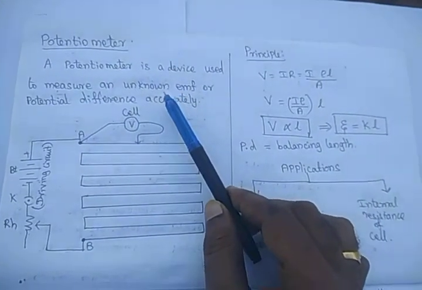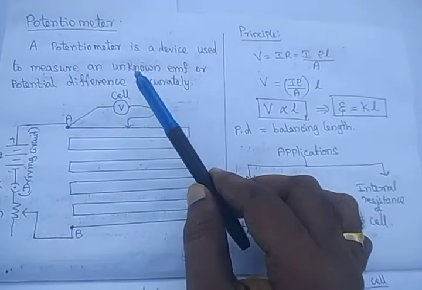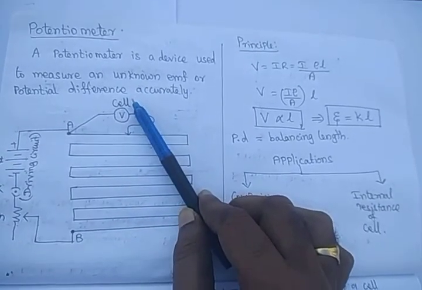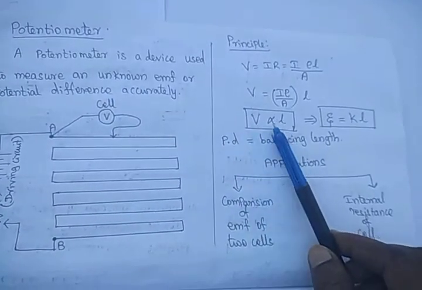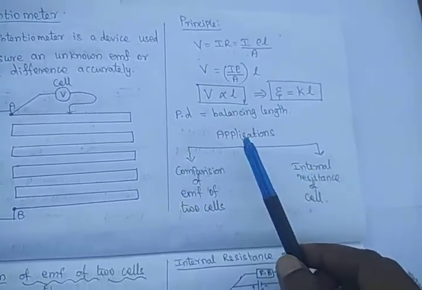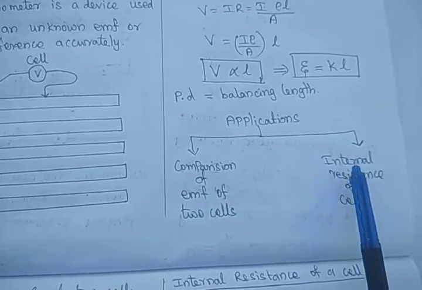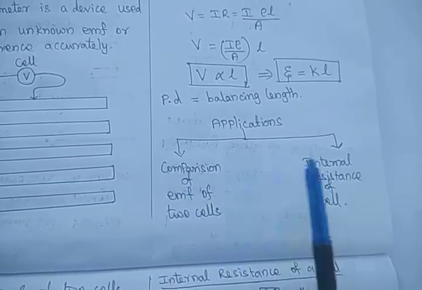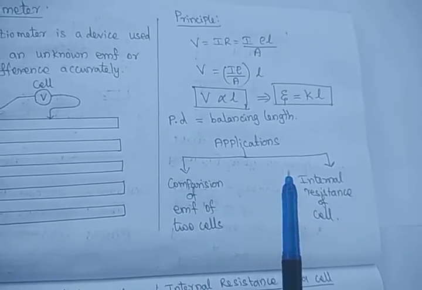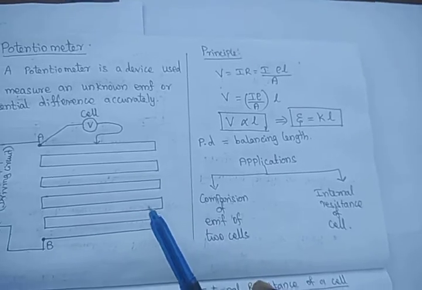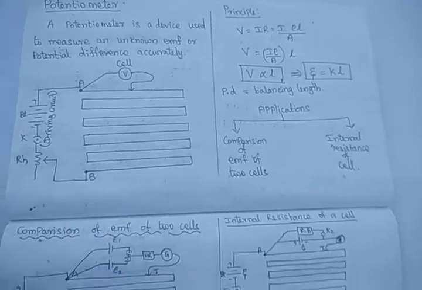So very simple, students. Potentiometer is used to find the potential difference or EMF of the cells by using the same balancing condition principle. So V is directly proportional to balancing length. There are two applications of the potentiometer: comparison of EMF of two cells and internal resistance of the cell. Both the experiments are given in our practical examinations. So listen carefully. Meter bridge, comparison of EMF of cells and internal resistance are included in our practical laboratory examinations.